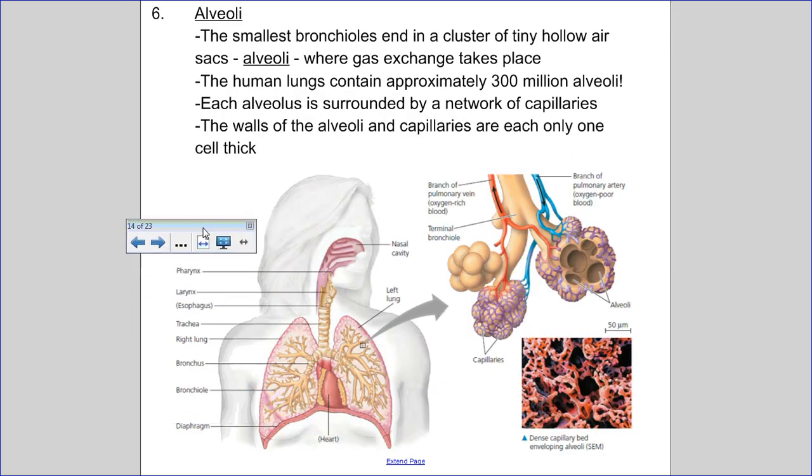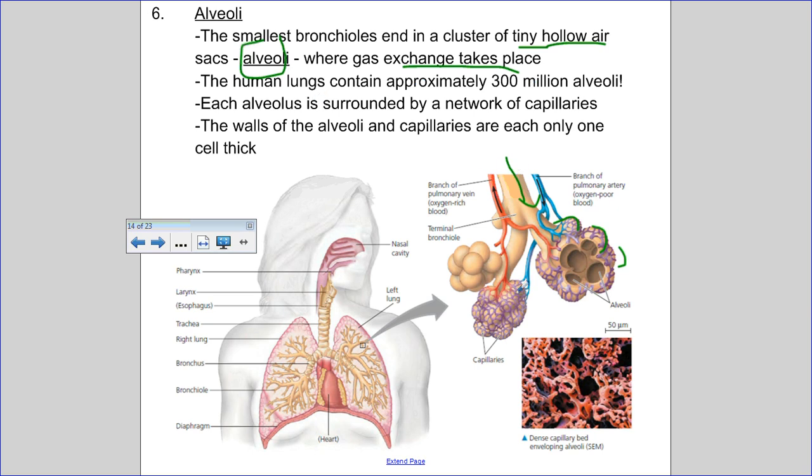At the end of the bronchioles are the alveoli. So the smallest bronchioles end in a cluster of tiny hollow air sacs, which are called the alveoli. At the end of the bronchioles are these little clusters of sacs that basically look like a cluster of grapes. And these are the alveoli. And this is where gas exchange takes place. So the human lung contains approximately 300 million alveoli.